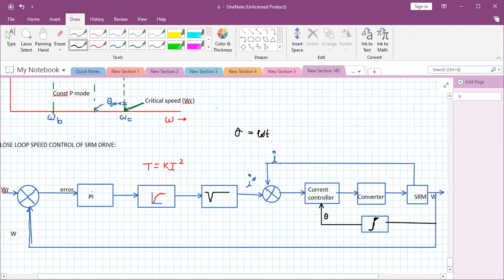There is a comparator which will compare the actual current and the reference current, and according to that the current controller is there. The current controller output is given to the converter, and the output of this converter gives the controlled current to the SRM winding, the motor winding. Again, this current controller depends upon the rotor position. So how can we give a rotor position? We have omega, so speed will be integrated, and we get theta, the rotor position.